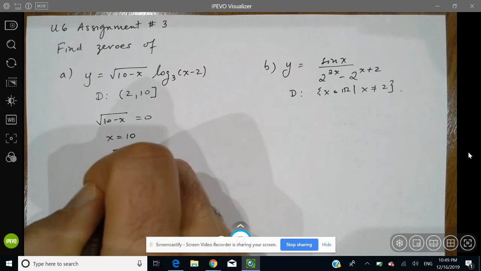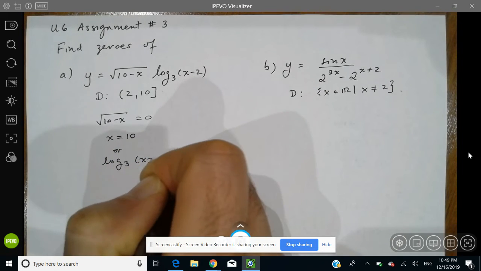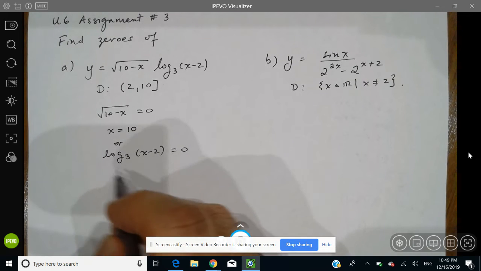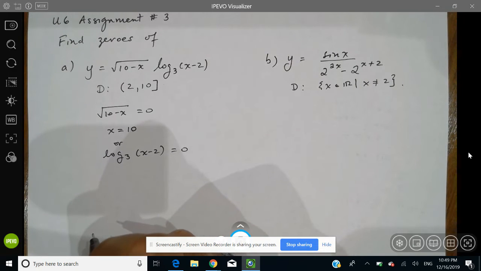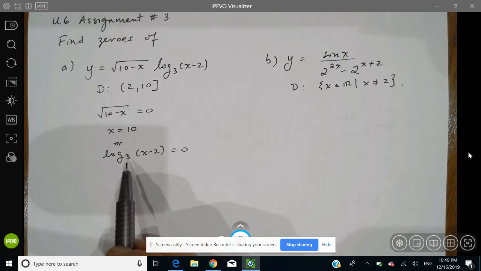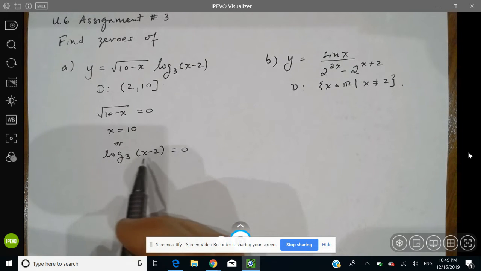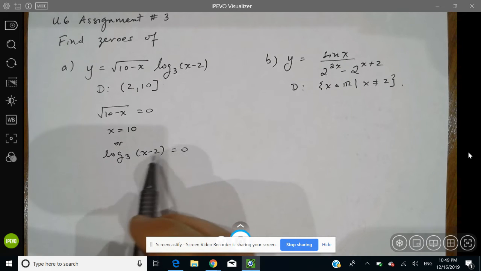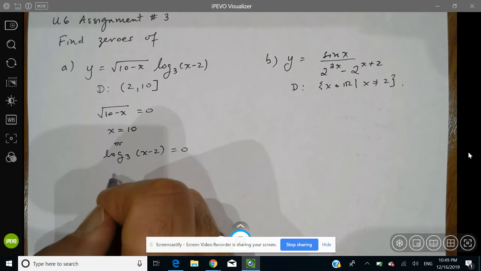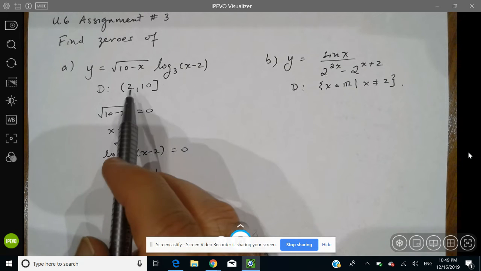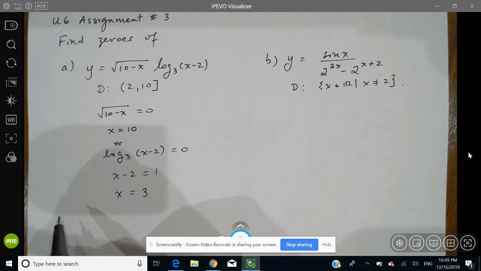So the other option is that log base 3 of x minus 2 is equal to 0. Okay. And again, instead of solving this equation using algebra, I certainly could by rewriting this as 3 to the 0 equals x minus 2. I can also just remember that in order for a logarithm to be equal to 0, the input has to be equal to 1. So I know that x minus 2 has to be equal to 1, and therefore x is going to be equal to 3. All right. Now, is this in the domain of the function? And yes, it is, because it's within the interval 2 to 10.